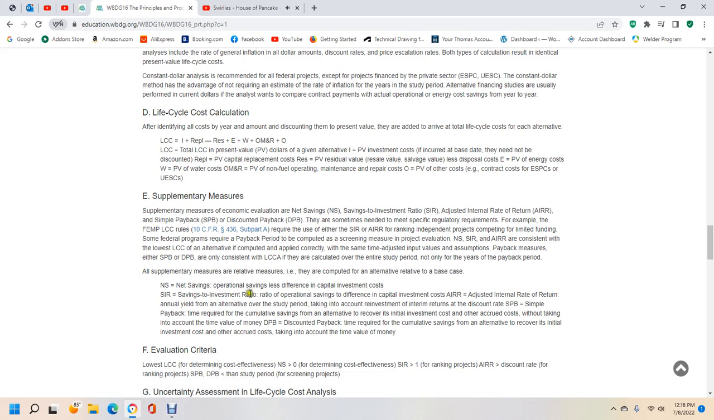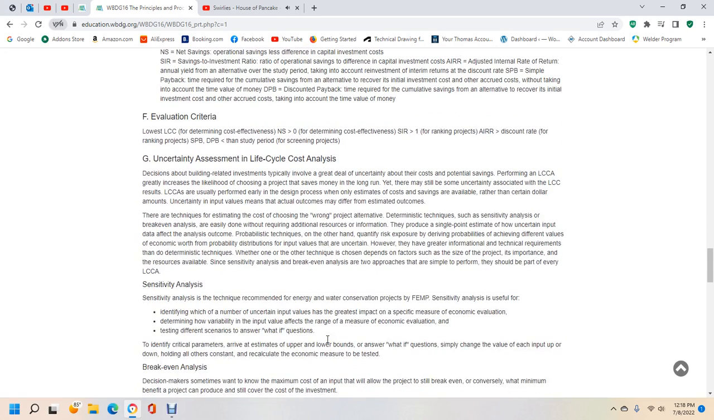Savings-to-investment ratio, the operating savings difference over the capital investment, AIRR, or adjusted internal rate of return, an annual yield over the study period taking into account the reinvestment of the interim returns. Discount payback and simple payback: the time required for the cumulative savings of the alternative to recover the initial investment costs and other accrued costs, without taking into account the time value of money for simple payback, and taking into account the time value of money for discounted payback.